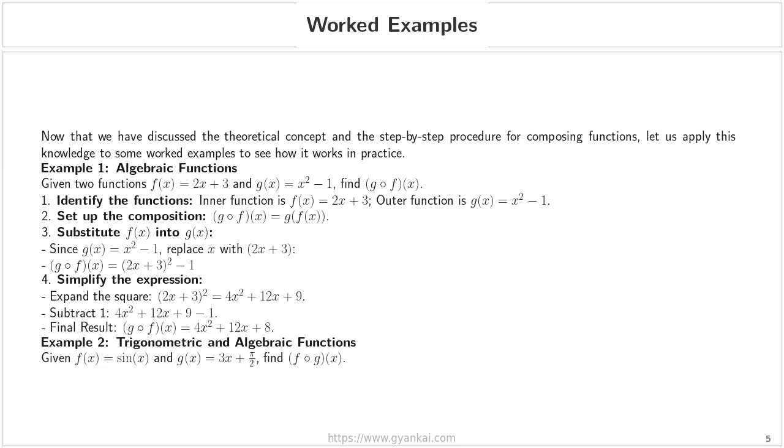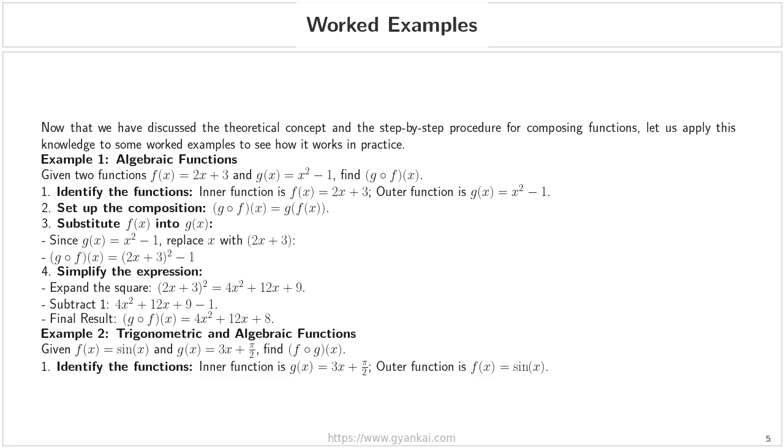Now let us look at example 2, which involves a combination of trigonometric and algebraic functions. Here, f of x equals sine of x, and g of x equals 3x plus pi over 2. This time, we are asked to find the composition of f and g of x. Again, we start by identifying the functions. Notice that the order has changed.